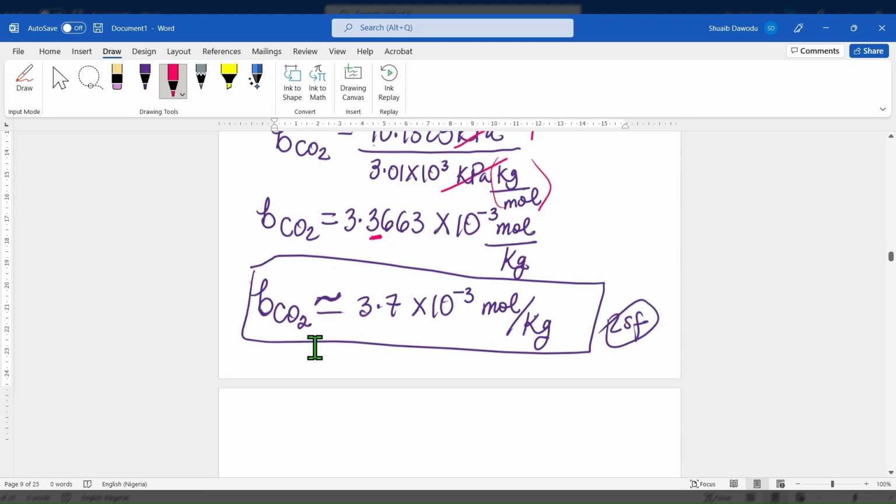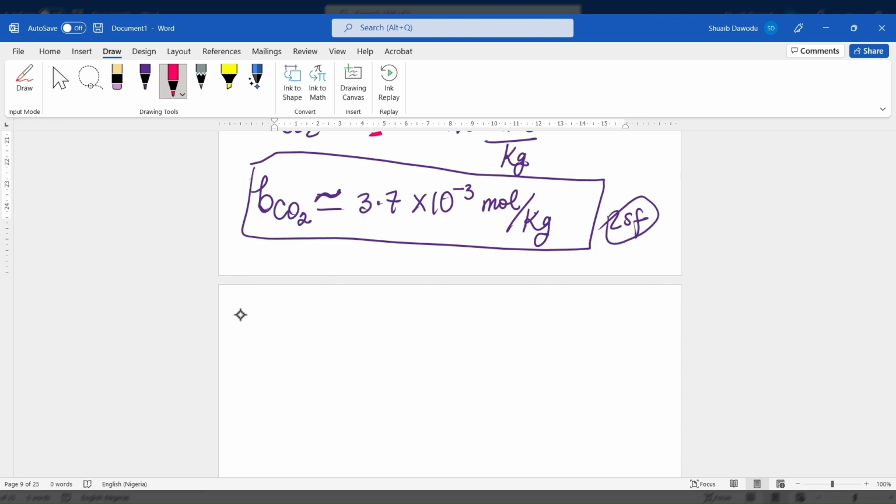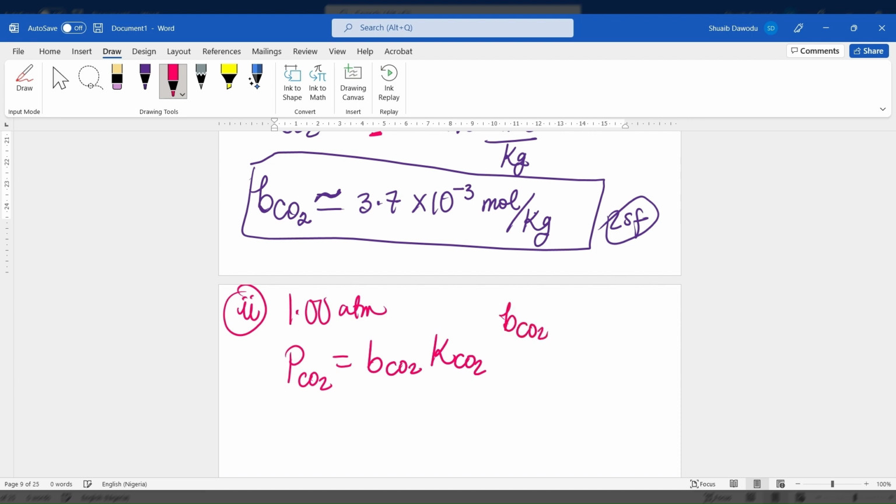So we go on to the second one, which is 1.00 atmosphere. Remember, the formula we're going to use is P sub CO2 is equal to b sub CO2 multiplied by K sub CO2, where b sub CO2 is going to be the molality.